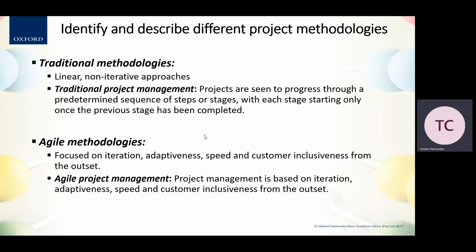But agile methodologies, they are focused on iteration, which is repetition. They are also focused on issues of adaptiveness, speed, and customer inclusiveness from the outset. Agile project management, this is basically project management that is based on iteration, adaptiveness, speed, and customer inclusiveness from the outset. So there are different methodologies under traditional methodologies as well as under agile methodologies that you should also familiarize yourself with when you study.